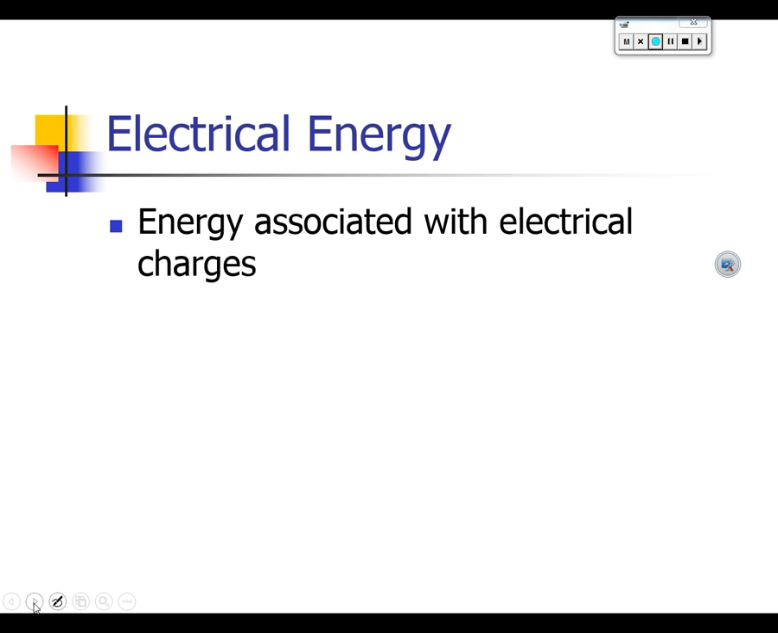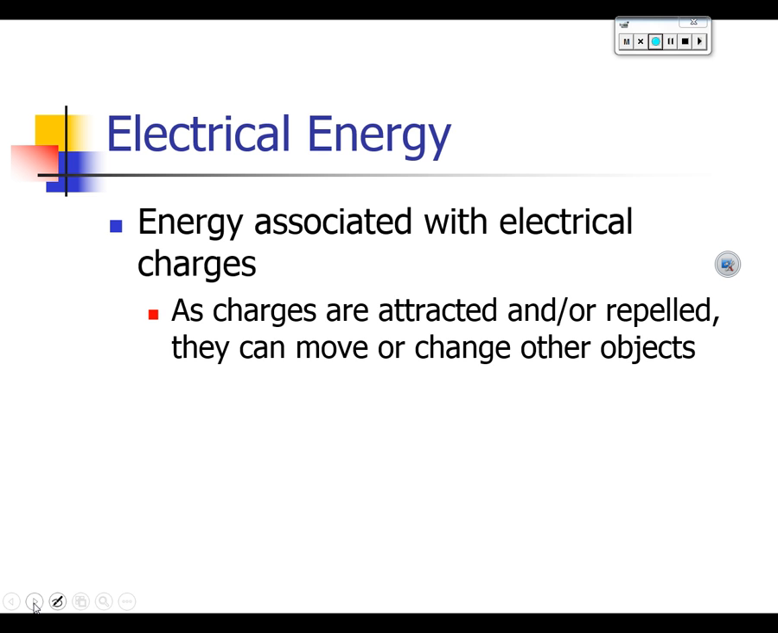Two oppositely charged charges, positive charge, negative charge, what do they do to each other? They attract each other. Two like charges will repel each other, right? So same charged things repel, oppositely charged things attract. As those same charged things repel each other, or oppositely charged things attract each other, we can use that movement to then move or change other things, right?